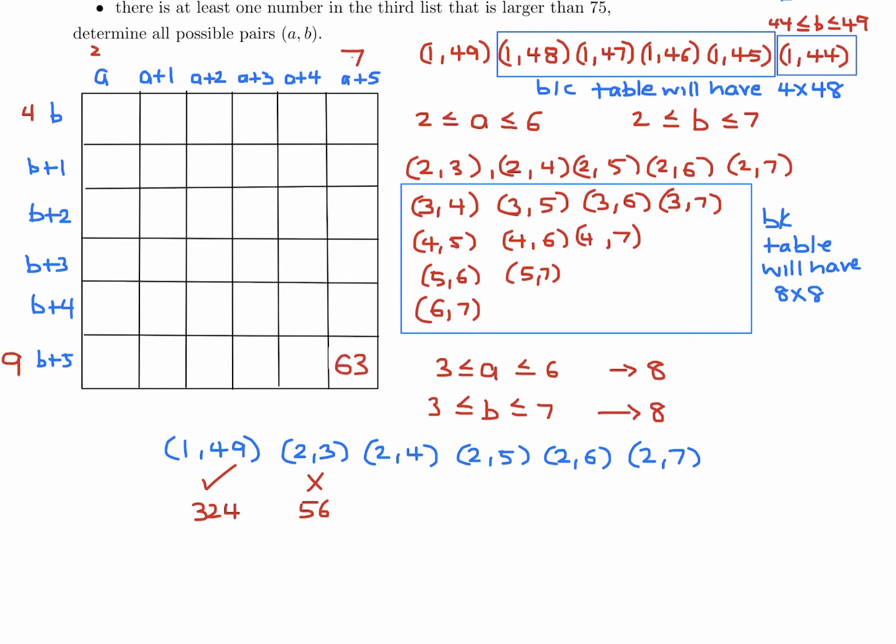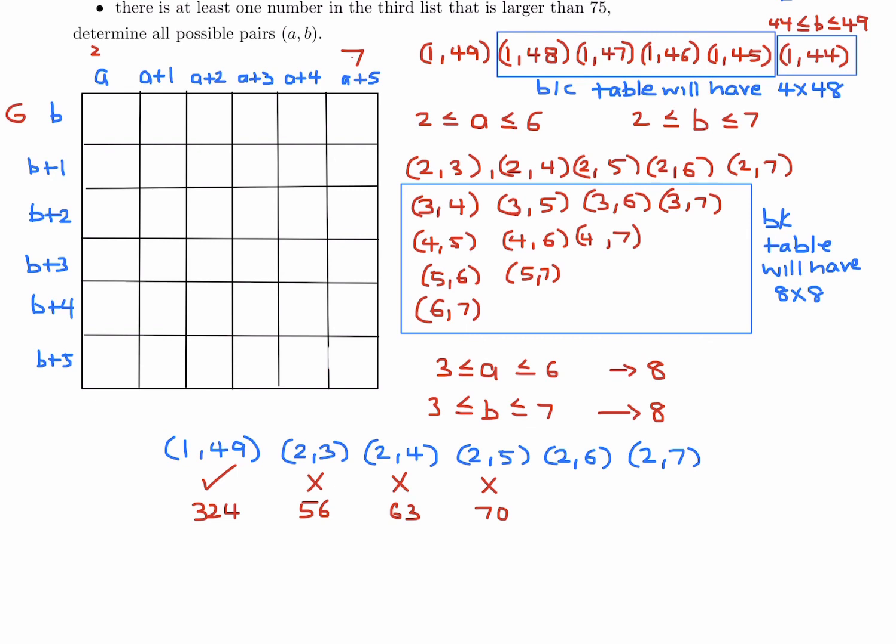And that number will be 63. So that's also no good. When we have 2 and 5, we will have 5 here, and we will have 6, 7, 8, 9, 10 here. 7 times 10 is 70, and that is also not greater than 75.